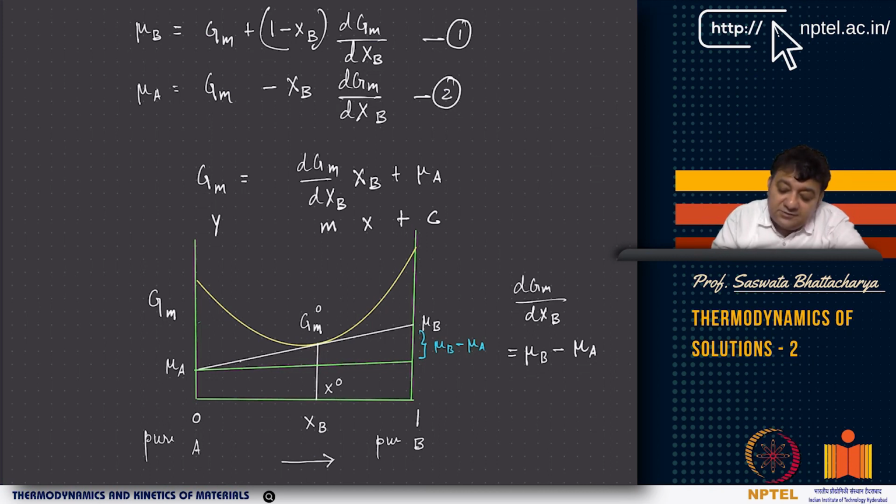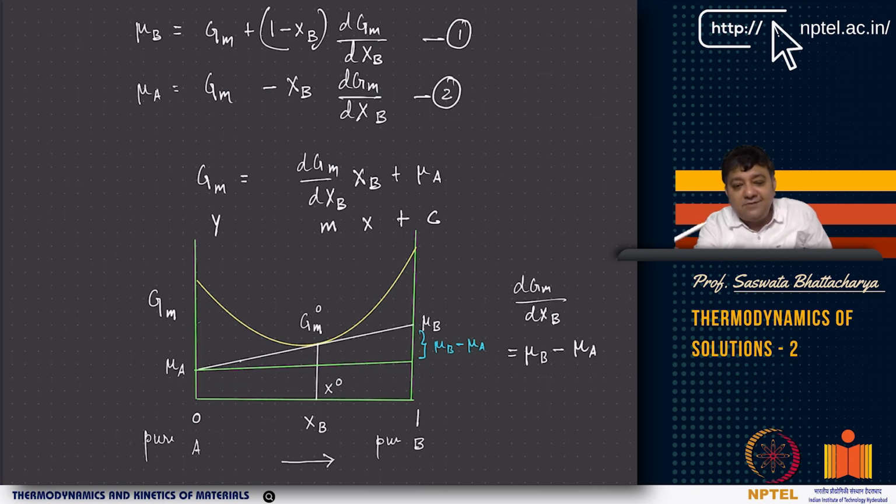But what I am trying to say is this: whether it is GM, whether it is VM, whether it is SM, you have some curve. Once you have that curve, the tangent to that curve gives me intercepts on the y-axis, and these intercepts correspond to the partial molar properties of each component, right? So in the binary case, you can easily see that. You have a free energy curve. In the case of ternary, it will be a free energy surface.